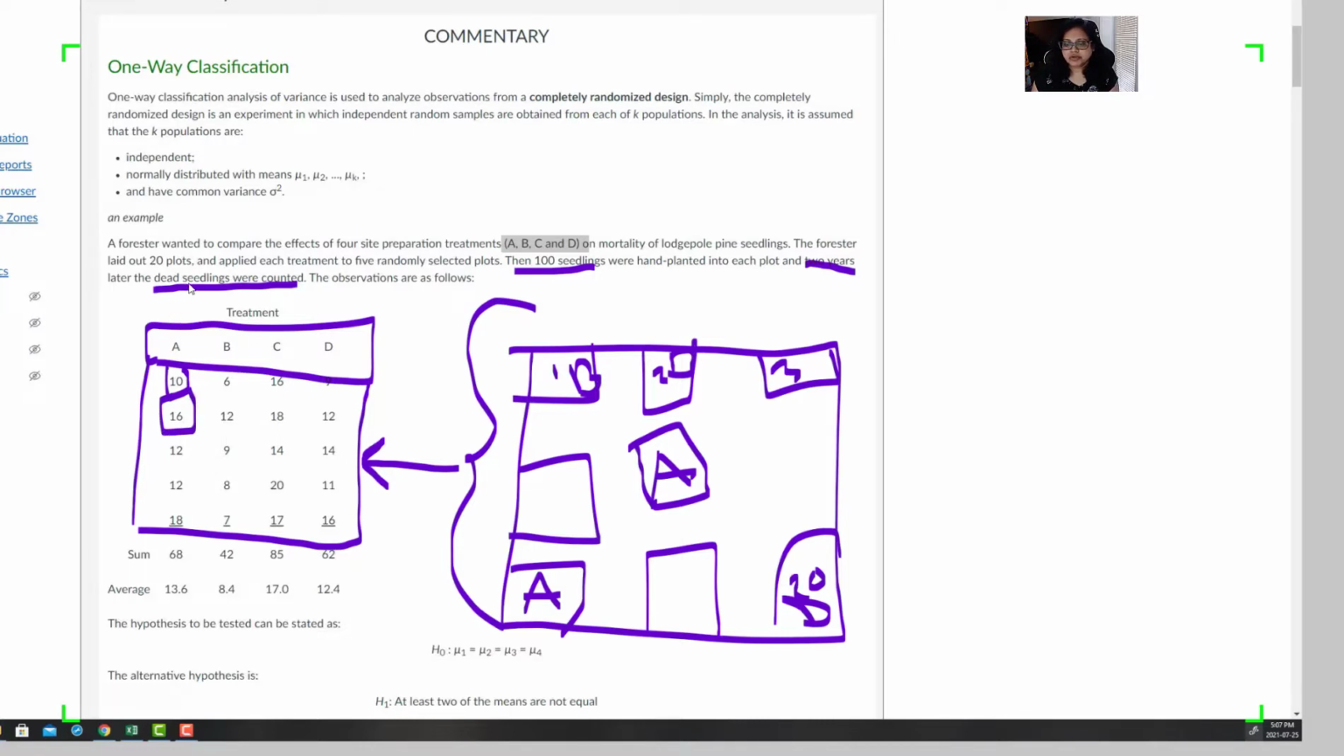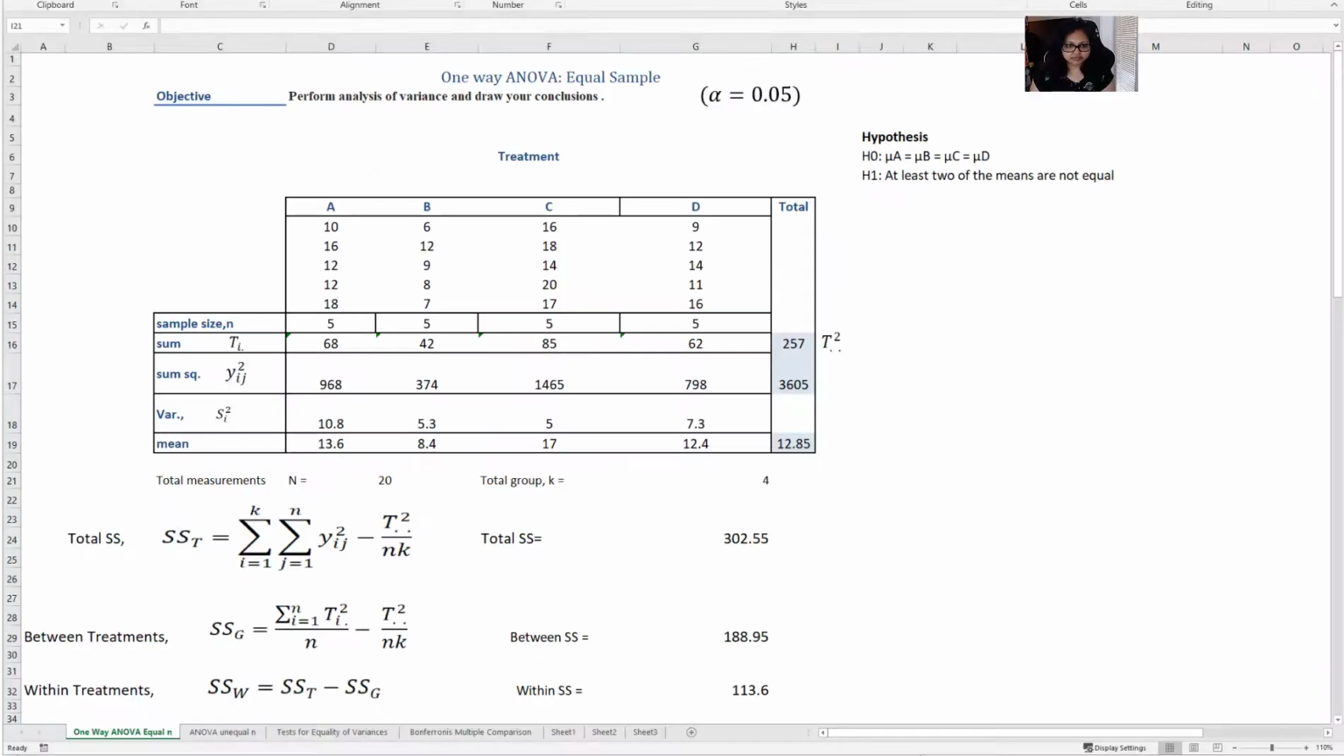So we have 4 treatments. In each of those treatments, we try to see how many seedlings were dead. That's what we listed here. Side by side, I will try to show you how you can perform the test in the analysis of variance in an Excel file. Let me show that.